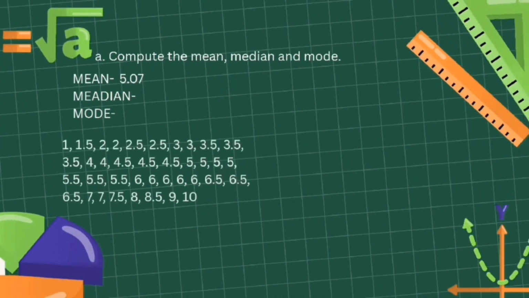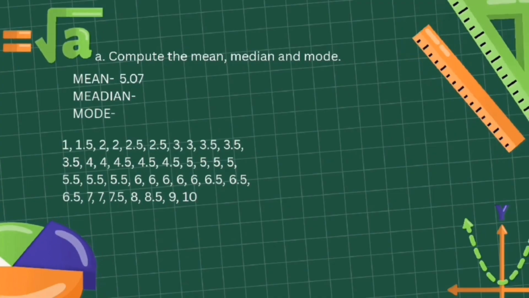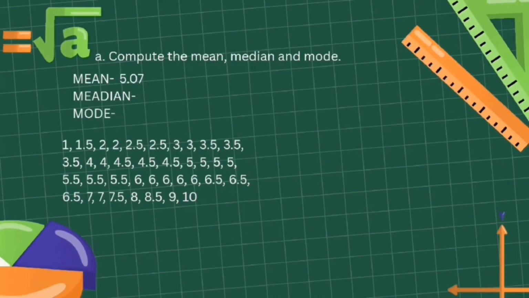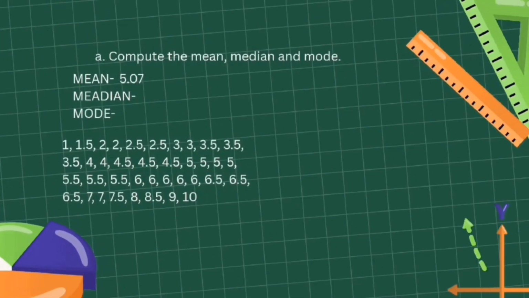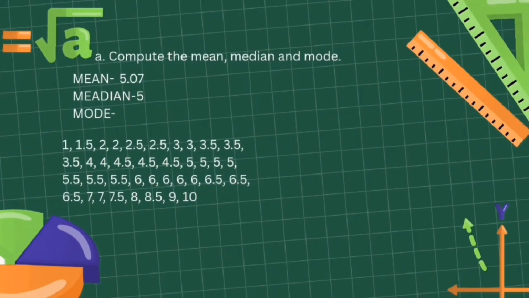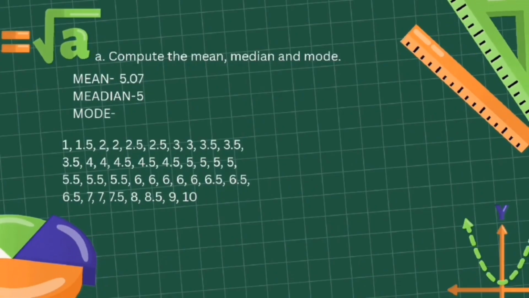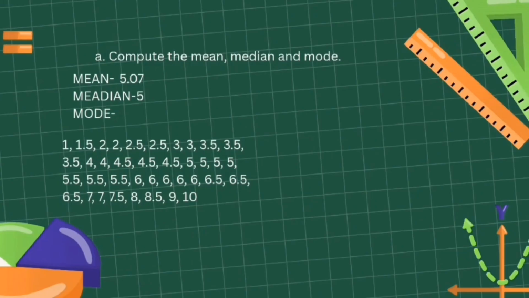Next is the median, which is the middle value of the data when arranged in order. Since we have 38 values, which is an even number, we have used this formula. The 19th and 20th values are both 5. So the median is 5 plus 5 divided by 2 equals 5. This means half of the values are below 5 and half are above 5.